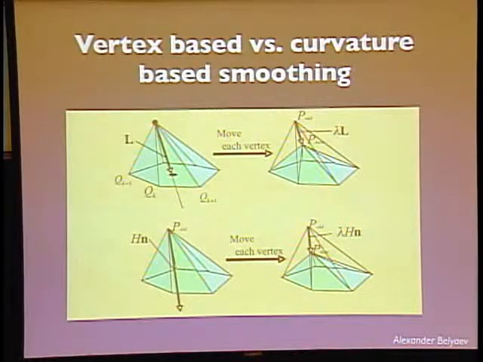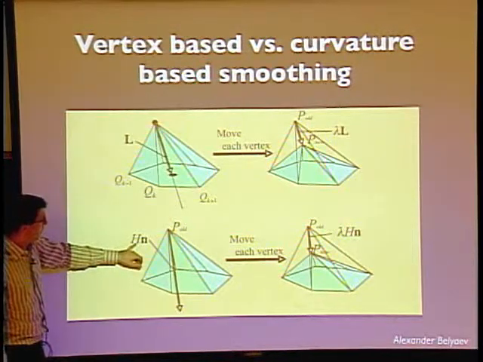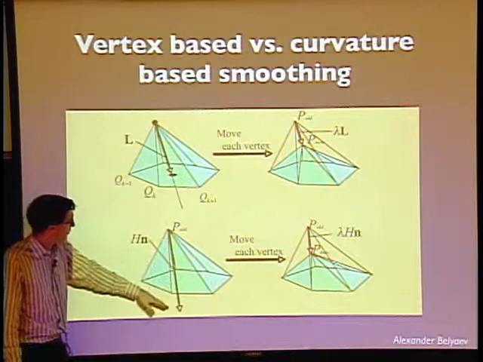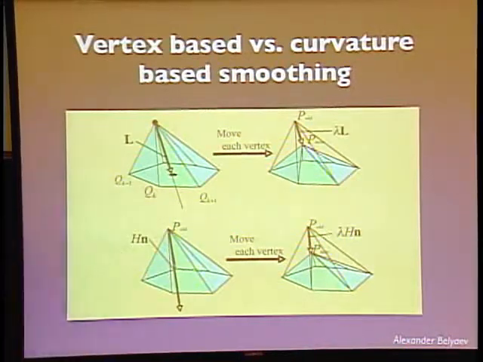And this just gives you a very simple diagram of the difference between what you would get in vertex-based smoothing, which is what we start out with, and curvature-based smoothing, which is what we're going to talk about now. And again, here H is the local curvature of the surface, N is the surface normal, and you try to move the point in that direction by some amount.